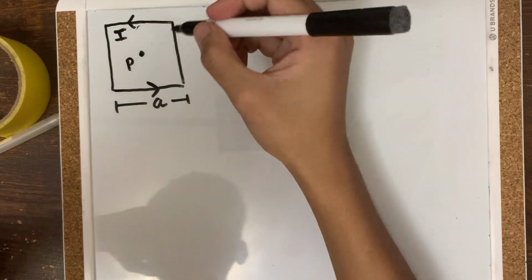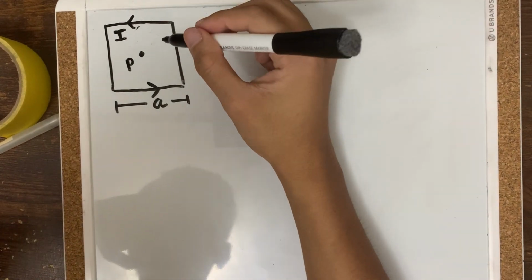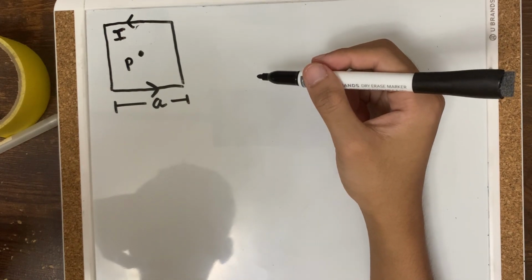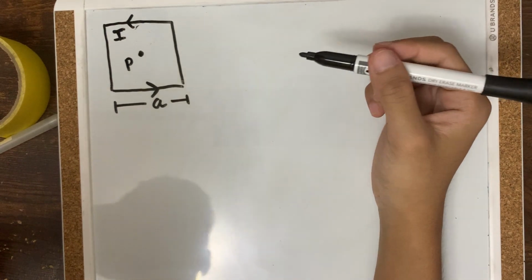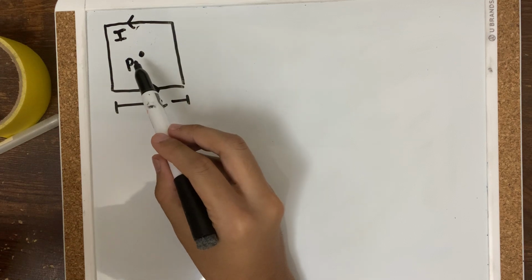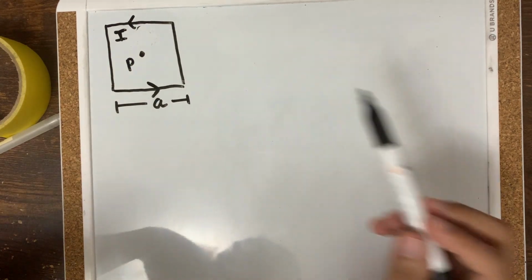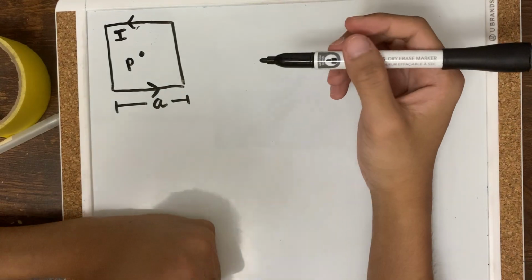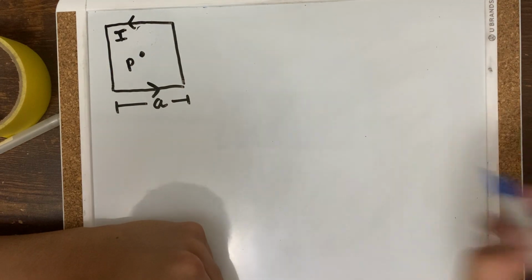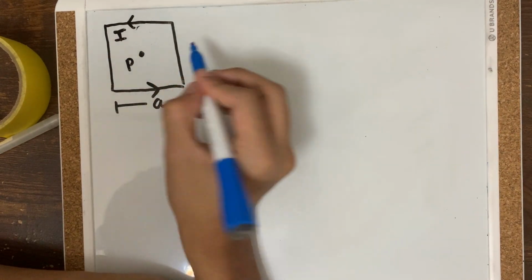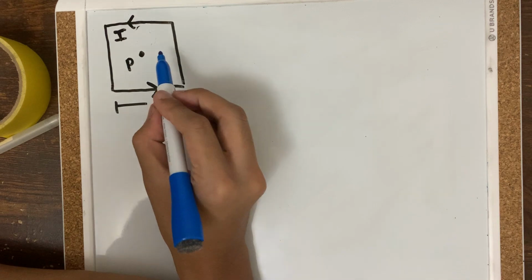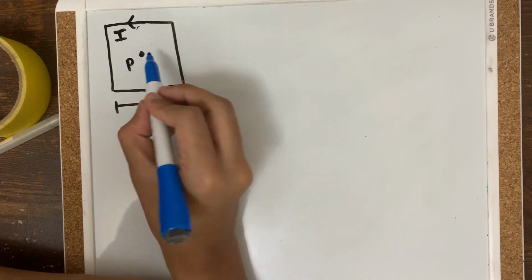So we want to find the magnetic field due to this square loop. We're trying to find the magnetic field at point P, which is exactly the center of the square loop. First, I want to impose my coordinate system. We're going to be using polar coordinates for this problem.